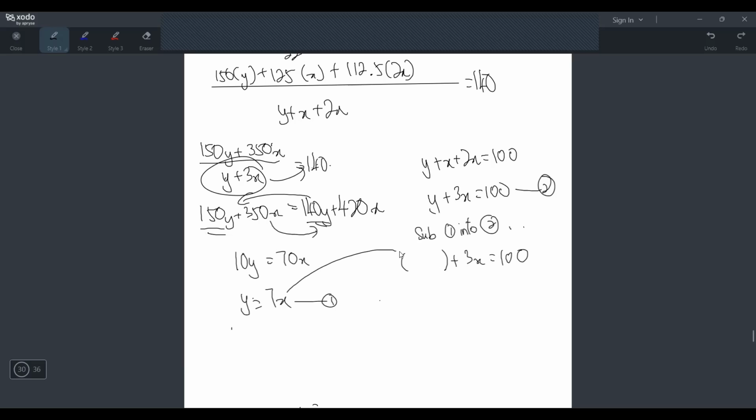And then this y I will sub inside becomes 7x. 7 plus 3 is 10x equals 100. So x equals 100 divide 10, which is 10. And then when x equals 10, you can substitute into here to find y. Alright, so you substitute back here, it becomes y equals 7 times 10, which is 70. So the answer here is x is 10, y equals 70.